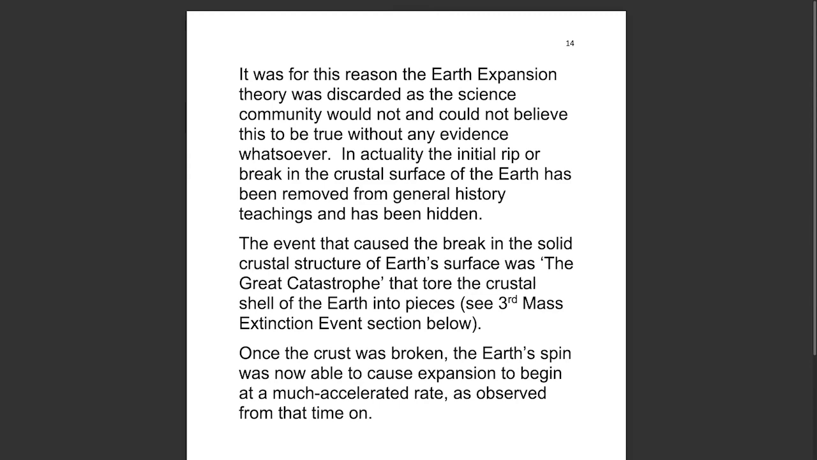It has been hidden and obscured because it's a massive event, and it goes into the history of the human race and other groups involved here. So I'll go into that. The event that caused the break in the solid crustal structure of Earth's surface was catastrophic. So it was called the Great Catastrophe. It tore the crustal shell of the Earth into pieces. It caused what was known as a third mass extinction event. So you can see it below and later on in this Decode.